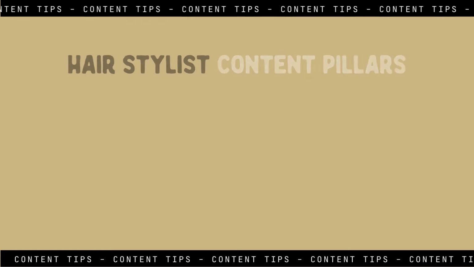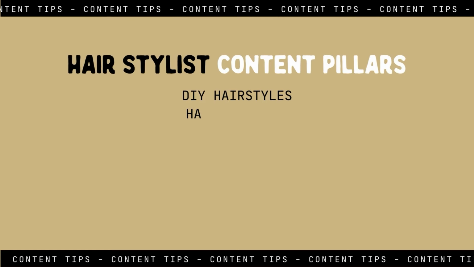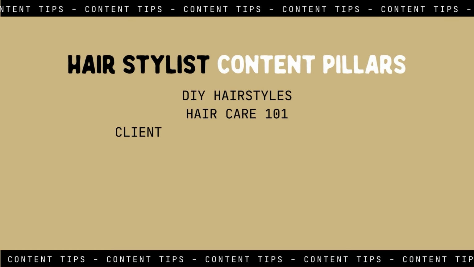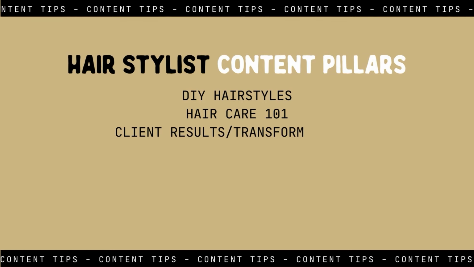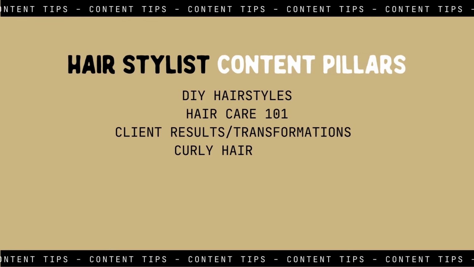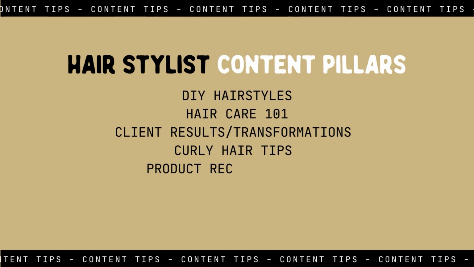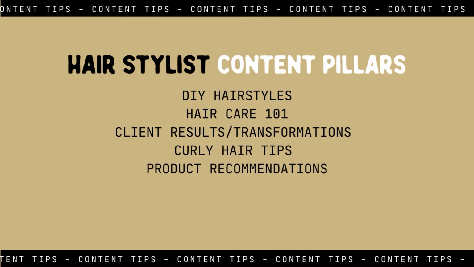It doesn't matter as long as you know what they are. But I want to get you into some examples here. First one being a hairstylist. So some content pillars for a hairstylist could be things like DIY hairstyles. It could be Hair School 101, where they're educating people on how to properly take care of their hair. It could be client results, like showing the transformation. It could be curly hair tips, where they're specifically talking to one segment of their audience. And the last one could be products I recommend, or products to use.